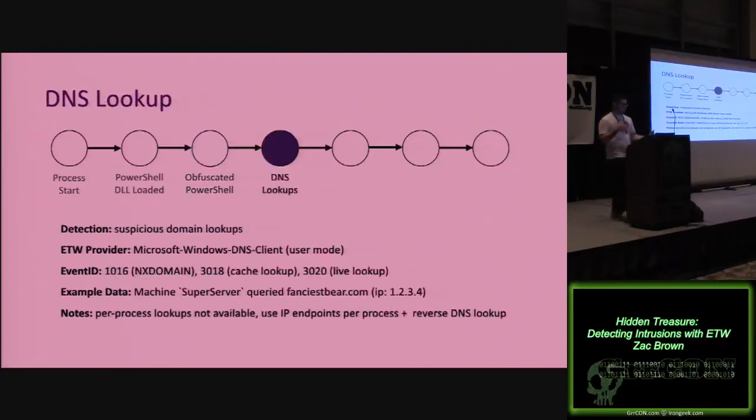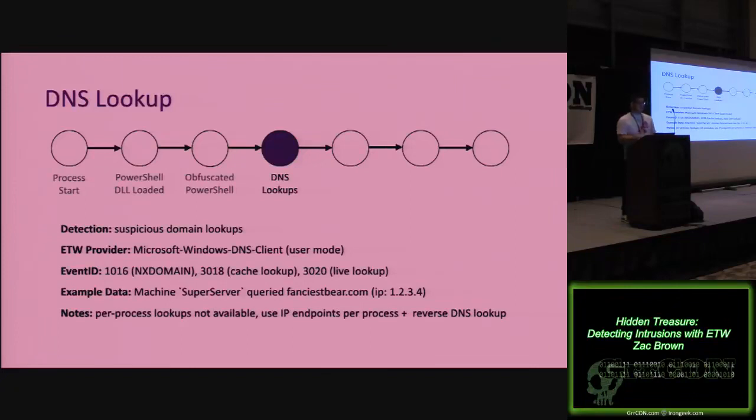After that weird obfuscated command was invoked, we ended up having a suspicious domain lookup. And so that's using, again, the Microsoft Windows DNS client provider. There's two that I've already talked about, the cache lookup and the live lookup, but there's a third one actually that's really handy, with event ID 1016.